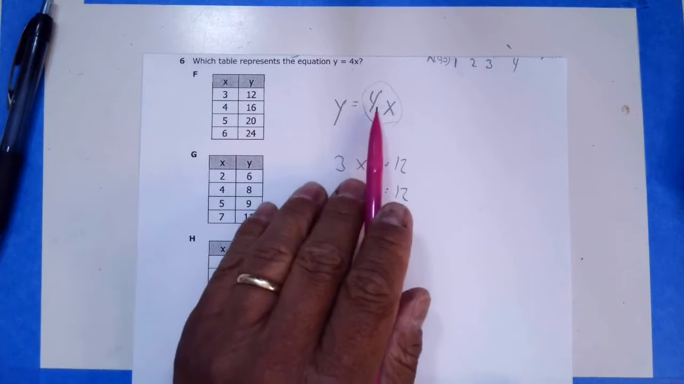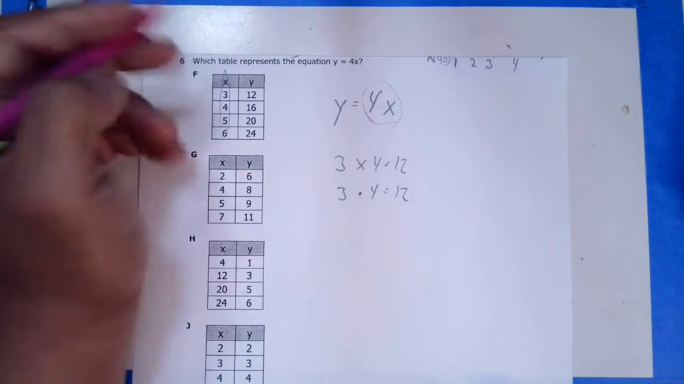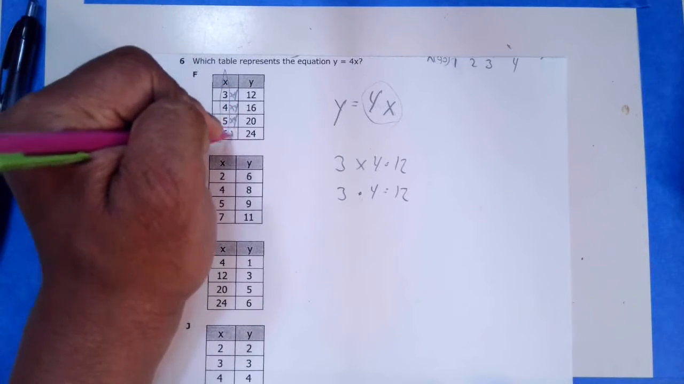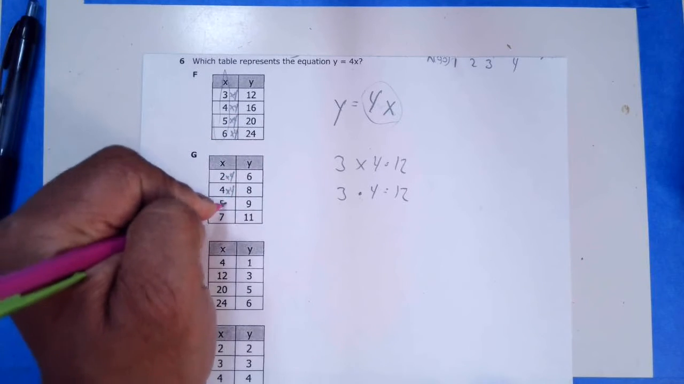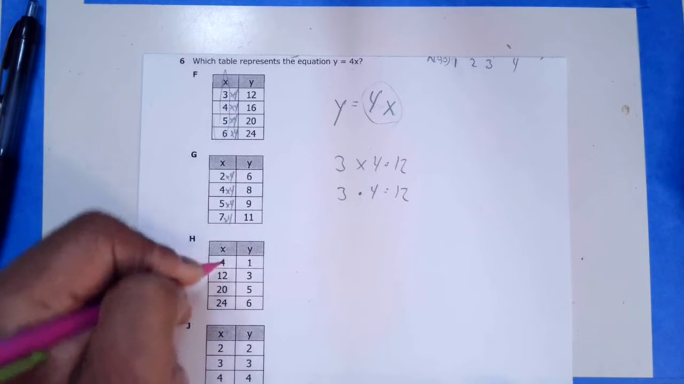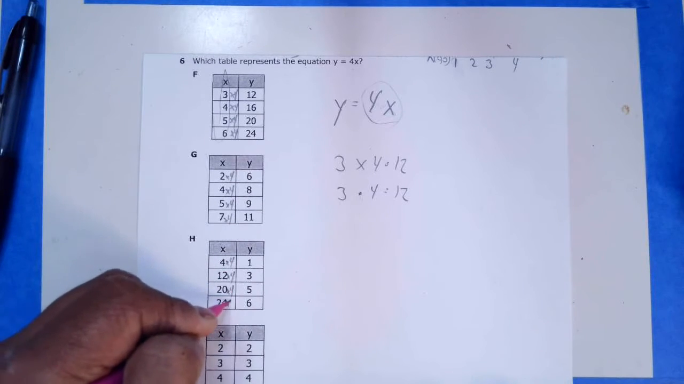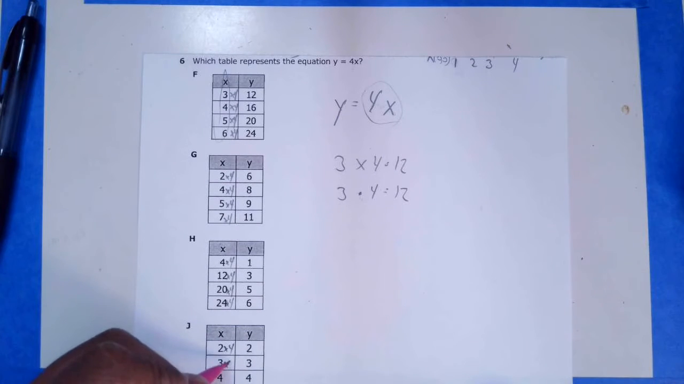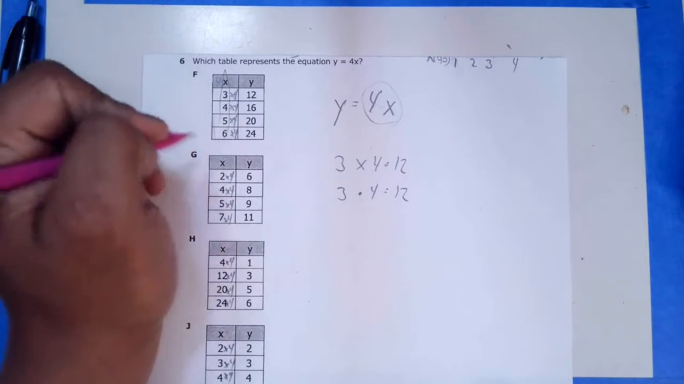What are we going to multiply? 4 times x. These are your x's. So you need to multiply that by 4. Okay? We got to figure out which one of these will get us the correct one to the other side. Because it's saying that the y equals x times 4. Okay? Or 4x.